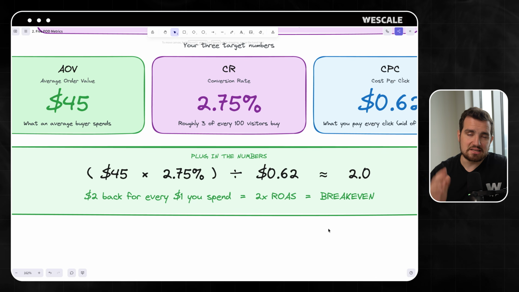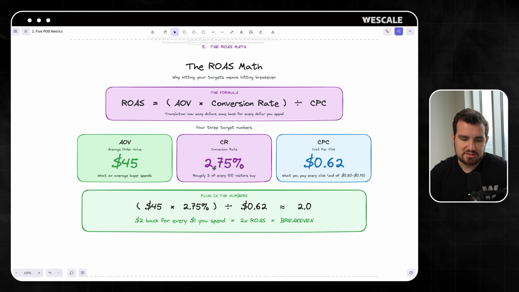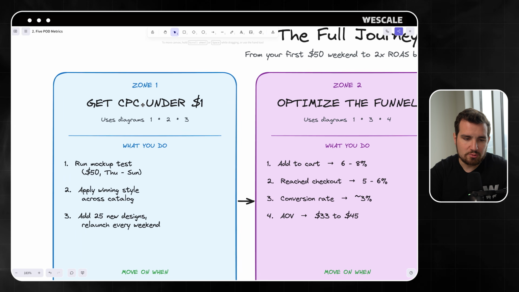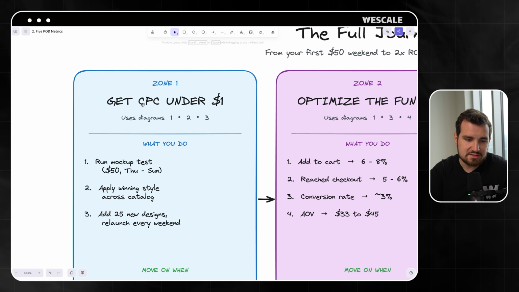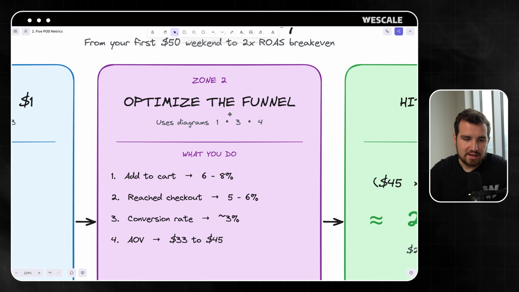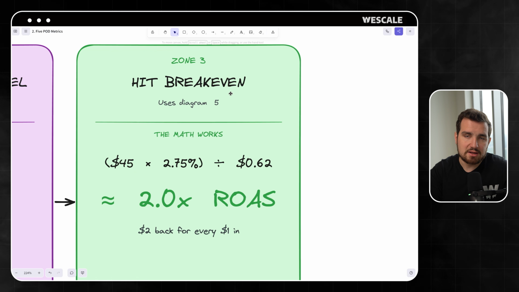If you want to see a deeper dive video where we go super in depth on the ROAS formula and understanding all of the math, then be sure to watch this video that'll be linked somewhere around here. And so the full journey that you're building up towards, now that you know these 5 different metrics, is step 1, getting cost per click under $1. And we don't move forward until we've done that. Then step 2 is we optimize the funnel and we refer back to the cheat sheets above. Then finally, we're hitting break even.